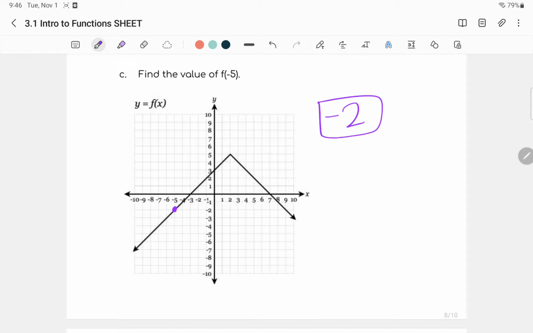So again, we're just interpreting the graphs. We're just reading the graph. We're just looking to see where my x value is, and we're going to find the y value that corresponds with that.